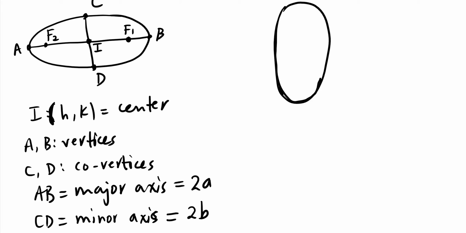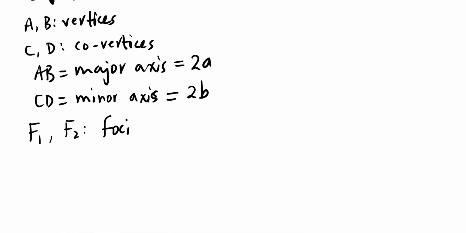IC is b. Now from I to F1 is c, so F1F2 is 2c. The relation between a, b, and c in ellipses is c squared equals a squared minus b squared. It looks like the Pythagorean theorem, but it's not. So c squared is a squared minus b squared all the time.